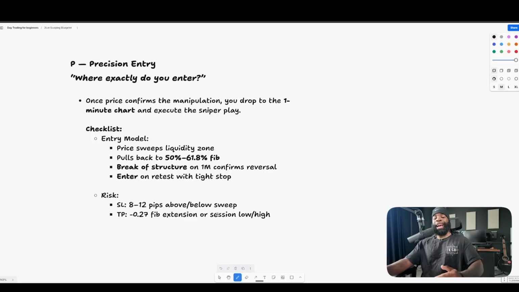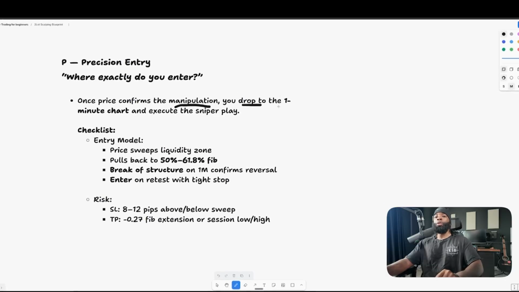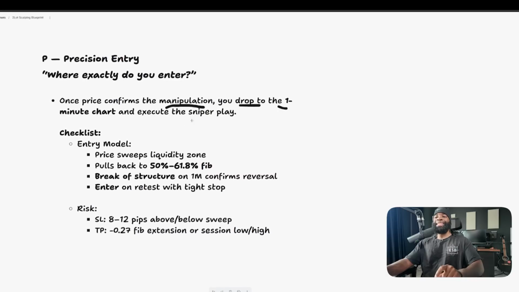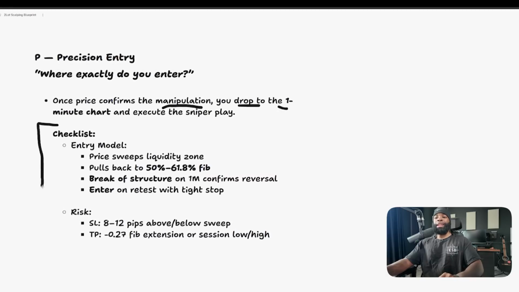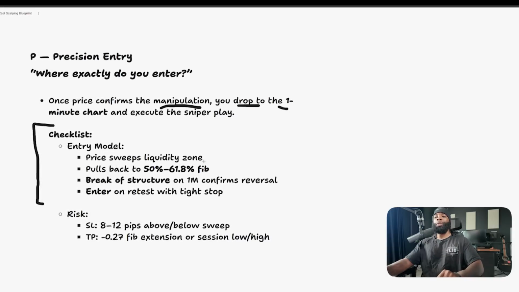Now, once you understand that, we head into the P, which is precision entry. Where exactly do you enter? Once price confirms manipulation, you drop to the 1 minute chart and execute that sniper play. The checklist that we need to follow is quite simple. The entry model is we want price to sweep liquidity zones first, and then we want to see a pullback off our fibs. We're going to be looking at 3 levels: 44%, which I did not put in here, and then the 50% and the 618.